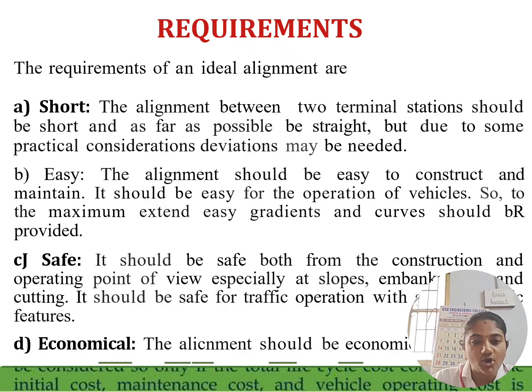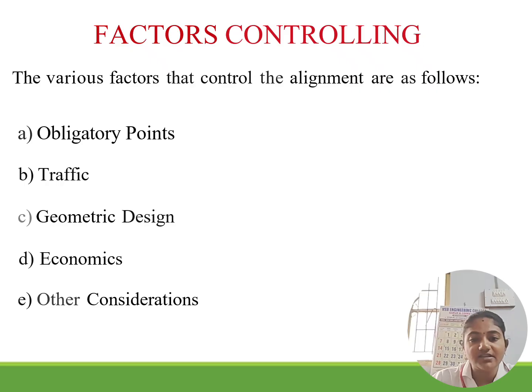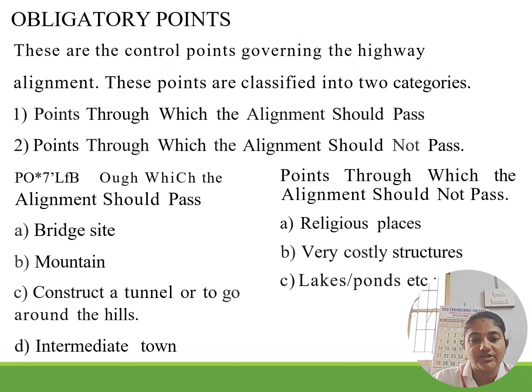It should be short and safe, and that is told in the short alignment. The next one is easy. It should be easy to construct and maintain. The operation of the vehicle and the maximum comfort should be properly provided. And it should be safe both from the construction and the operating point of view, and it should also be economical. The factors controlling alignments are obligatory points, traffic, geometric design, economics and other considerations.